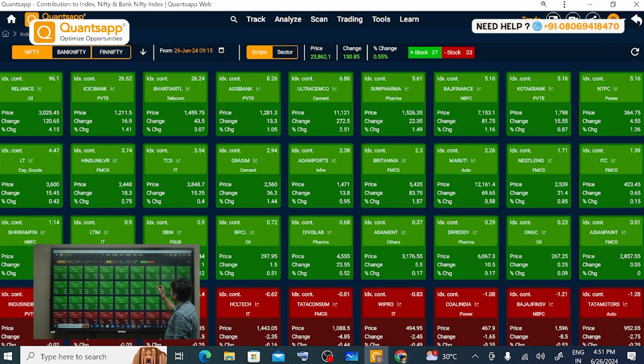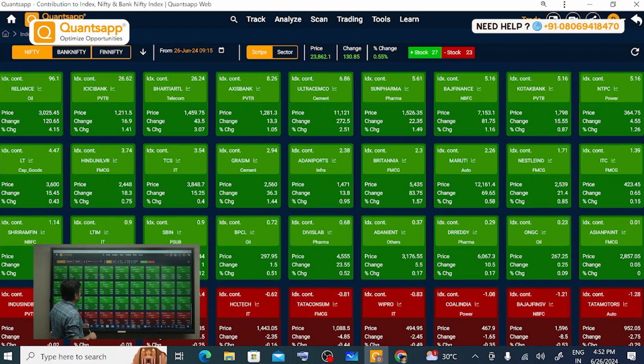Look at the change in price. Just imagine if you had chosen any of the stocks today, how much profit you could have made. First, let me explain how this interface works. Then we will go through the stocks and see how we could have made a profit in those particular stocks.